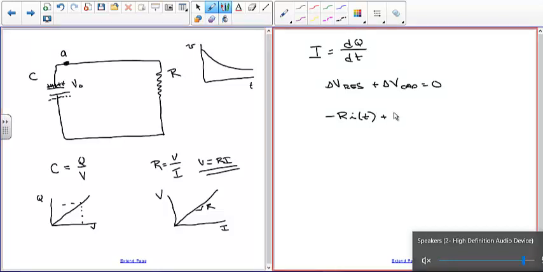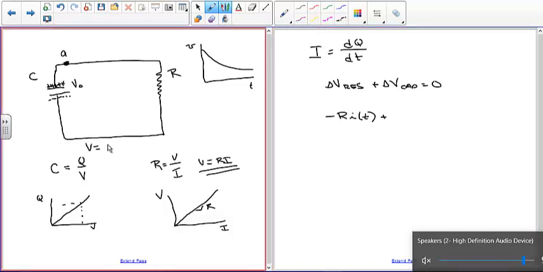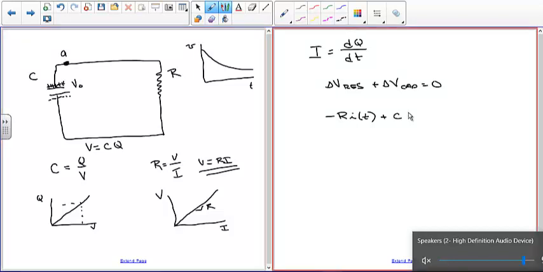Now across the capacitor, you've got this relationship. So voltage is equal to Q divided by C. So that's going to be, that's not right.